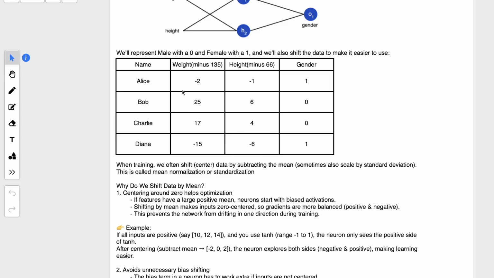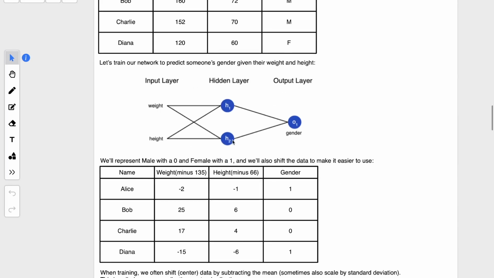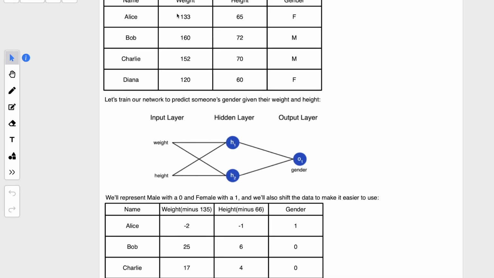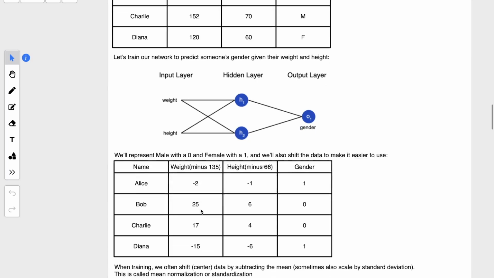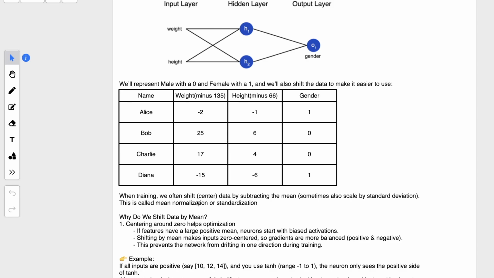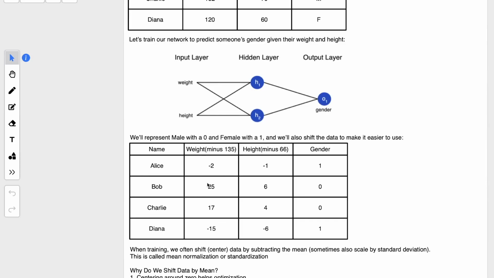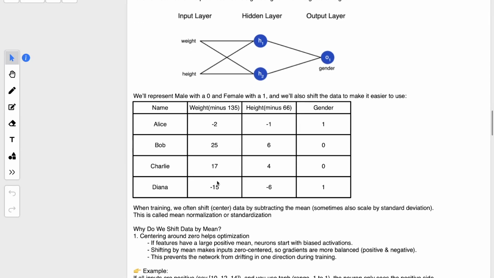Here I have just subtracted 135 from the weight and 66 from the height. All these inputs I have subtracted by 135 and 66 and written the result here. We have done this to neutralize the data, because all the numbers here are positive, right? So that some values will be below 0 and some will be above 0. For that purpose we have done this shift.